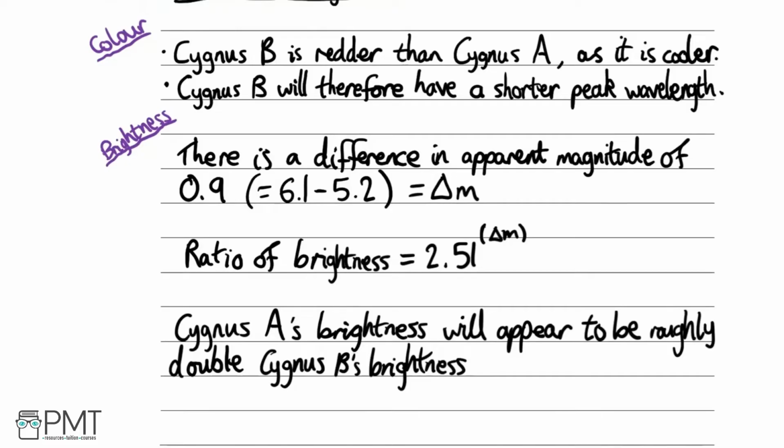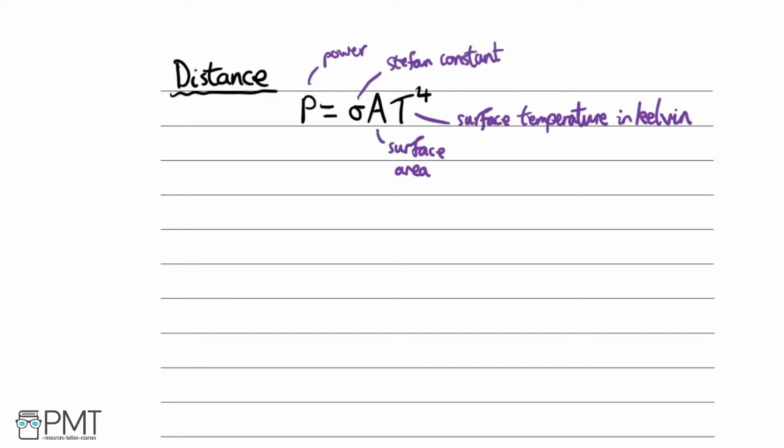So Cygnus A's brightness would appear to be roughly double Cygnus B's brightness, and that's because the value 2.51 to the power of 0.9 is going to be equal to 2.3. The next thing that we want to talk about is distance, and we're going to use Stefan's law to find the power output of the stars. So we've got the power output of the star equal to the Stefan constant, multiplied by the surface area, multiplied by the surface temperature to the power of 4, but this temperature has to be in Kelvin. So let's calculate those for Cygnus A and Cygnus B.